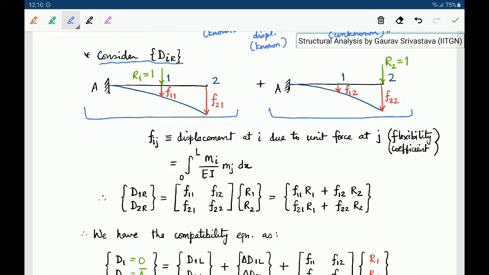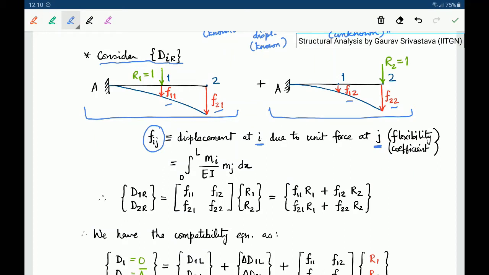Okay, now it is easy to see that if there are n coordinates, we will have to consider n such structures, and for each structure we will apply a unit load at the respective coordinates and then calculate the displacement at all the coordinates. Okay, and these F11, F21, F12 and F22, which are the displacements, are called the flexibility coefficients, right? So this Fij is the displacement at the i coordinate due to unit force at the j coordinate.